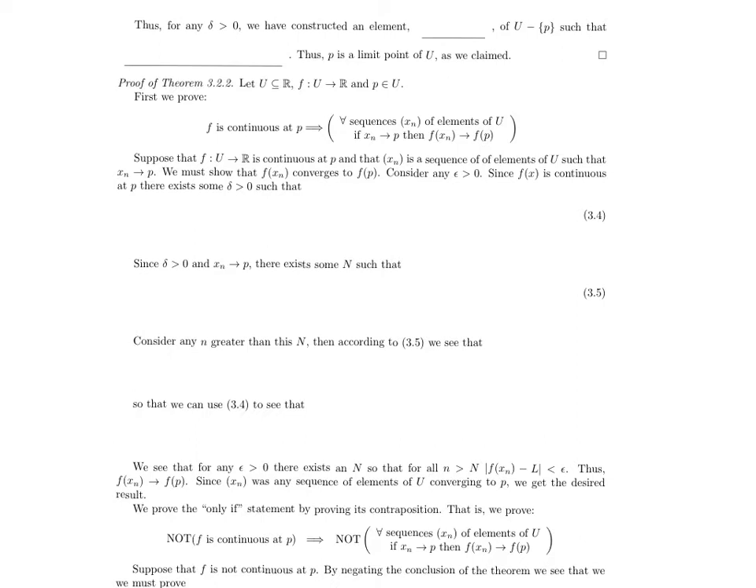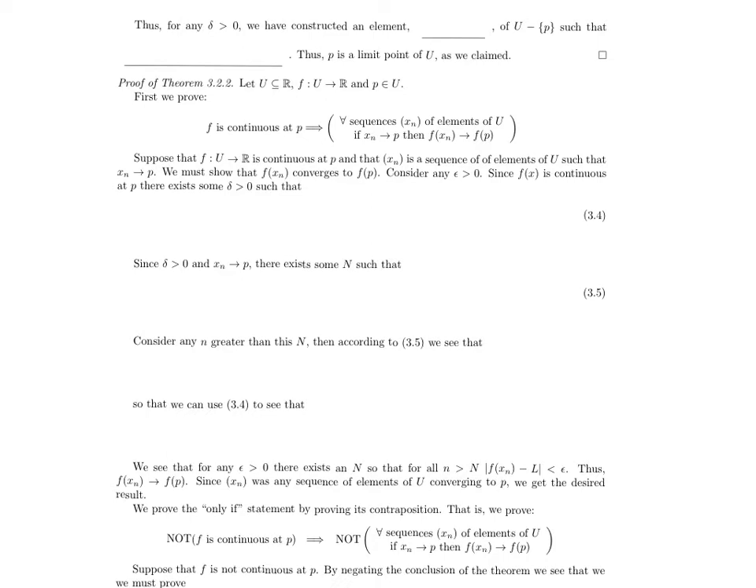So why is that the right thing to assume? Well, I want to assume f is continuous at p. And now I need to prove something is true for every sequence of elements of U. So let's consider any sequence of elements of U. I need to prove that if x_n converges to p, then something happens. So I get to assume the hypothesis is true. Let's assume x_n converges to p. I need to prove f of x_n converges to f of p.